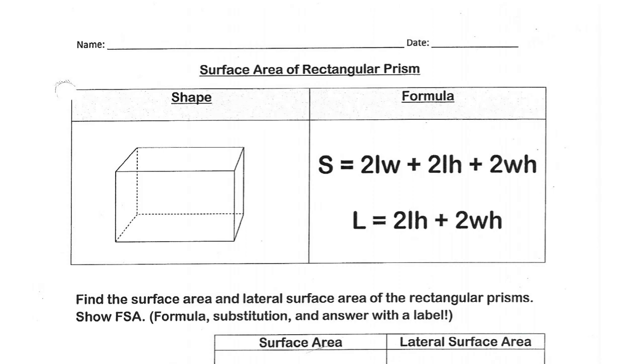All right, so we're going to start off with surface area of the rectangular prism. But let's first talk about what surface area is and lateral area, because we're going to be finding both. So this capital S stands for surface area. Surface area is the area of all the sides added together.